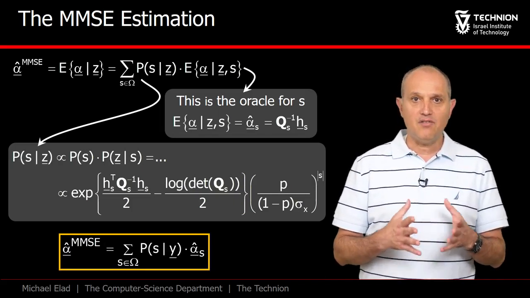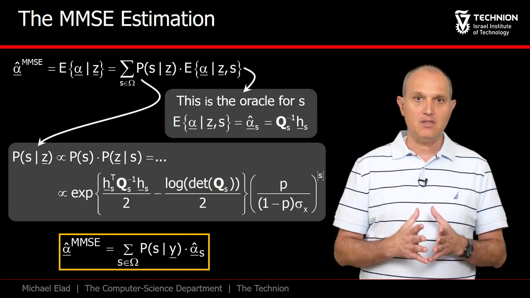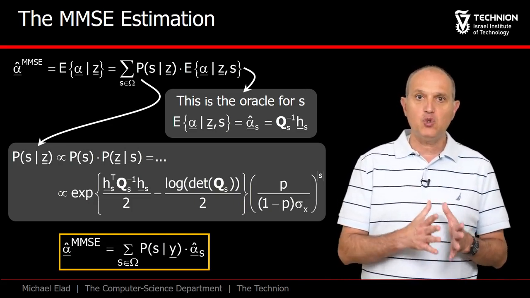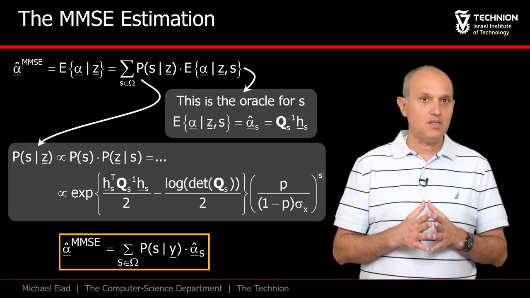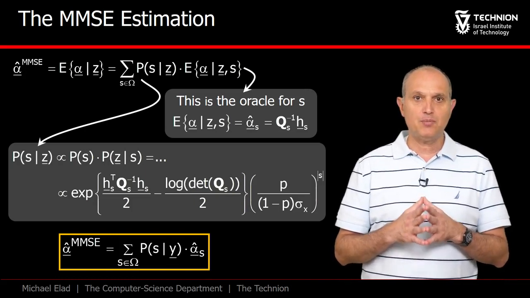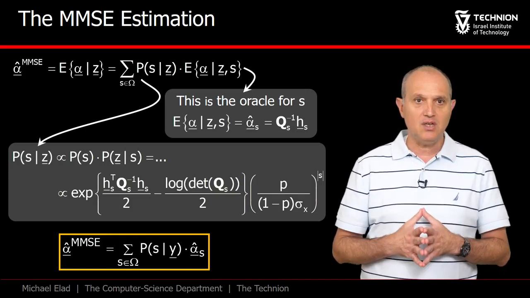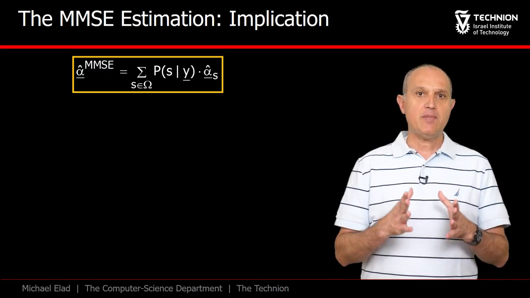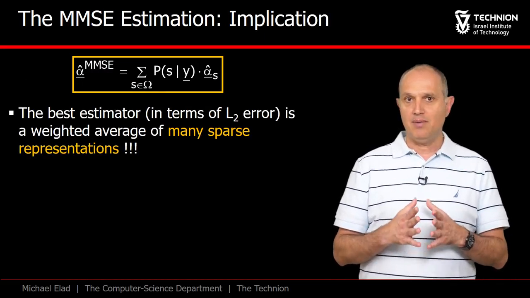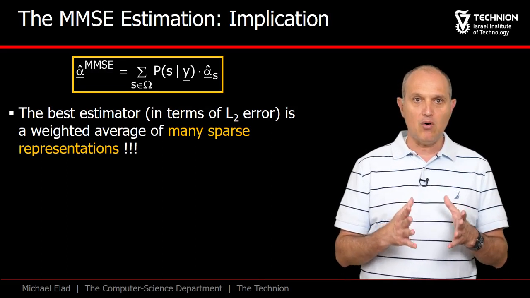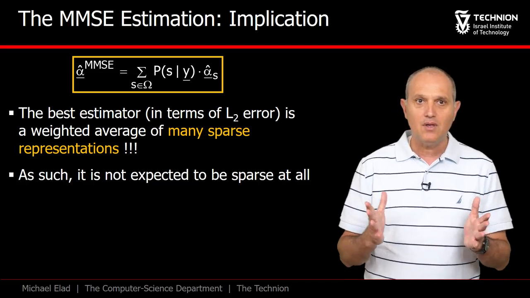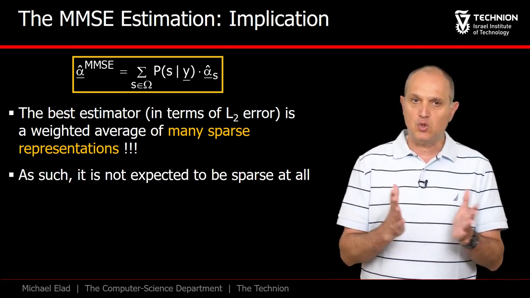It will be a weighted average of many oracle estimates, each having a different support and each weighted by the probability of this support to explain z. Does this ring a bell? Do you remember that we averaged a group of sparse representations and got a much better result? We just derived the MMSE, and it is given by a weighted average of many oracles. So the best estimator in terms of the L2 error for a signal that emerges from SparseLand is not sparse at all. Is this a contradiction of any sort to SparseLand?